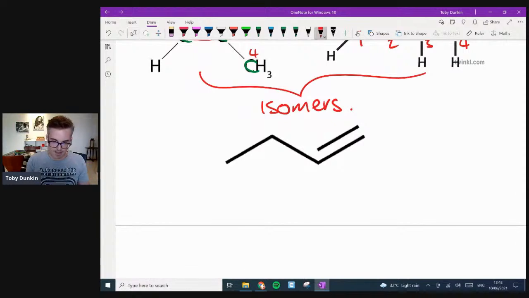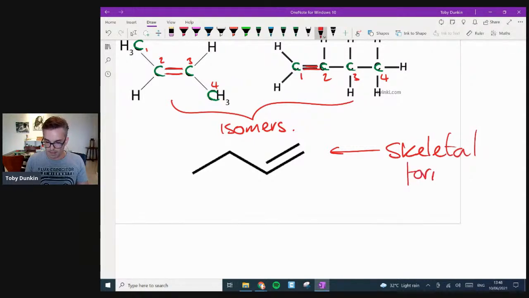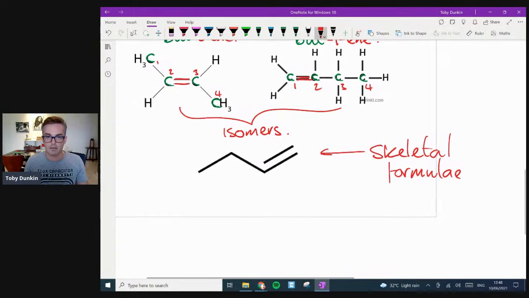Next one. This, by the way, was a stretch and challenge question. This formula is straight out of A-level. It's called skeletal formulae. Please do some videos on that. On bonding, they're already done. It's got a playlist, all there.